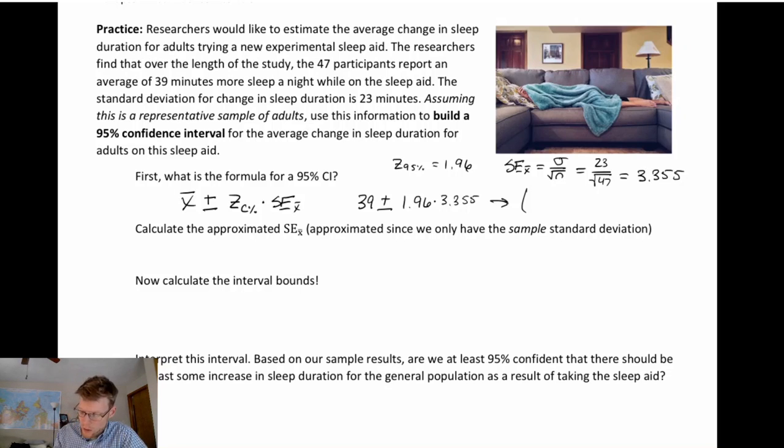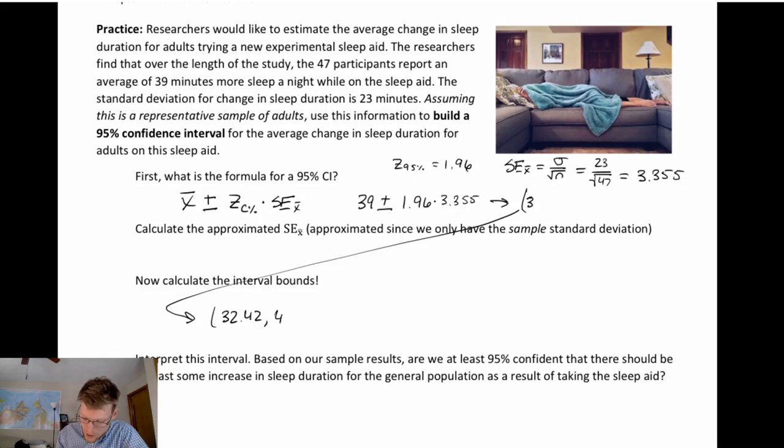So our lower interval is going to be, you know what, I just realized I'm doing this all on one line, but I guess all of this is supposed to take place over these other lines, so I apologize about that. So this lower bound is going to be 32.42, and our upper bound is going to be 39 plus 1.96 times 3.355. And I get 45.576, or I'll just say 45.58.